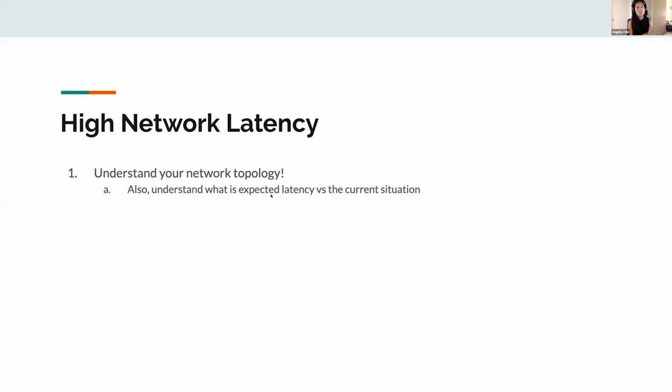Are we seeing a 10 times increase in network latency, 100 times, 50 times? Are we seeing it across the entire platform or only in a specific set of applications? Understanding that is really important so that we then know what we should do next.